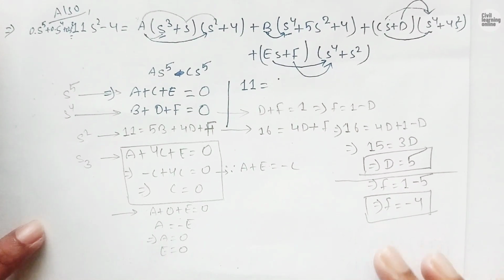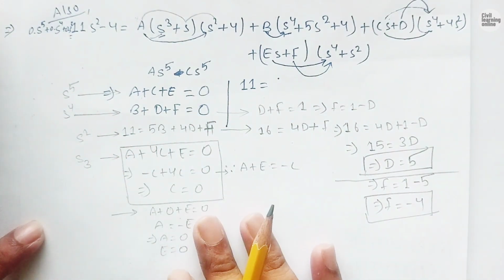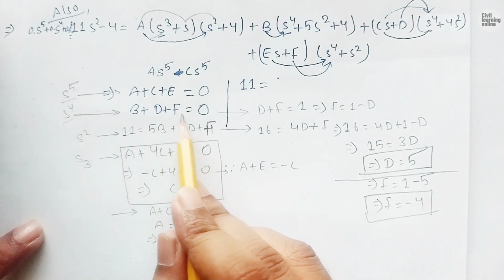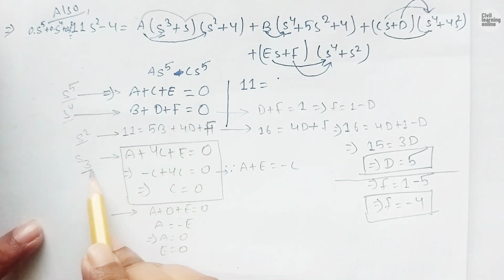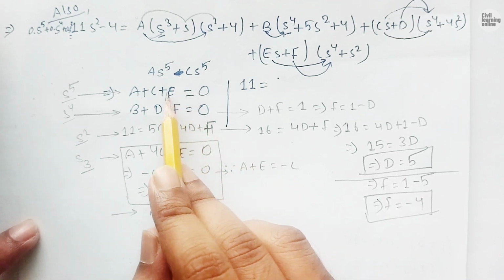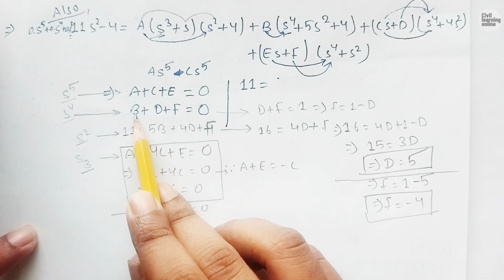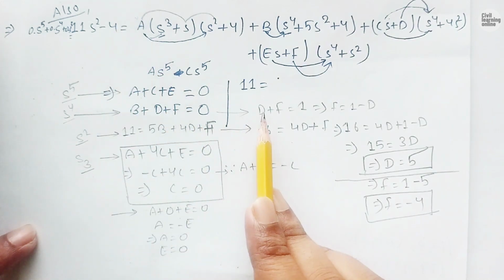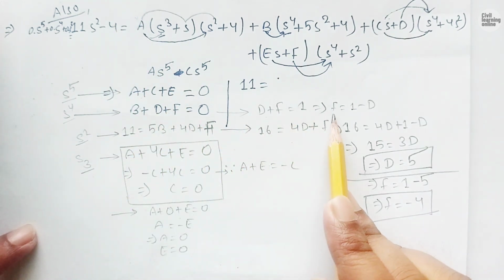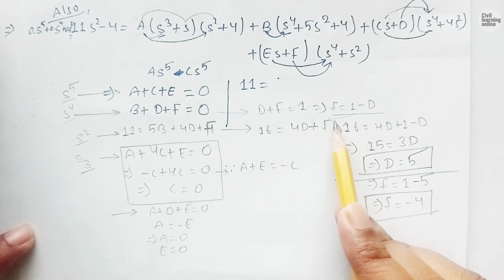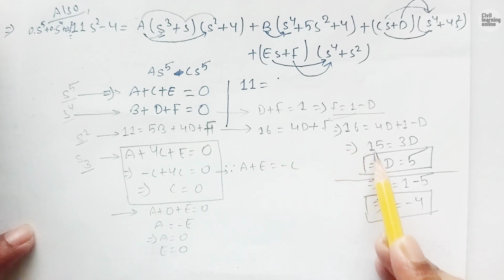So next you can see here I have clearly mentioned everything, like what is the coefficient of s to the power 5, coefficient of s to the power 4, coefficient of s square, coefficient of s cube, and here also the solution, like d plus f equals to, we have got the value of b as -1 here. So I have simply substituted the value of b here, and we got f equals to 1 minus d. Now if I apply this in this equation, we got the value of d and value of f.